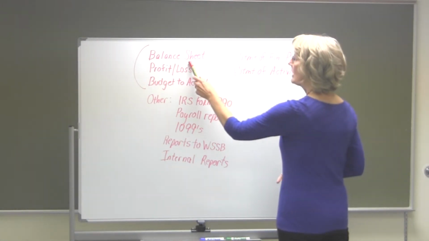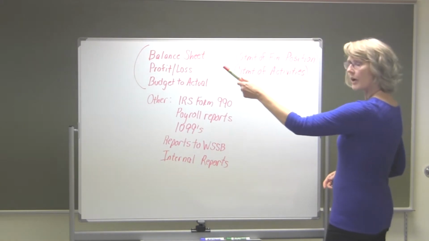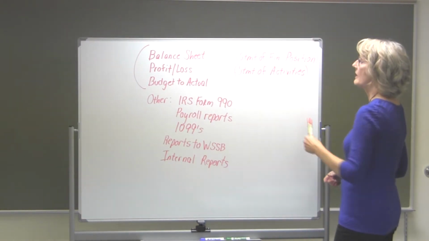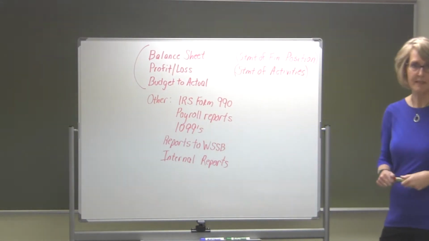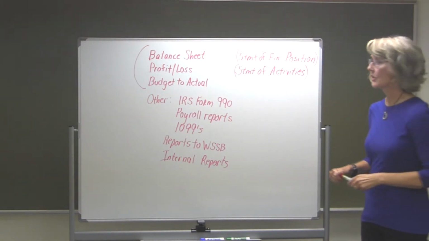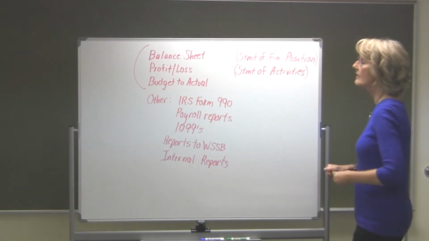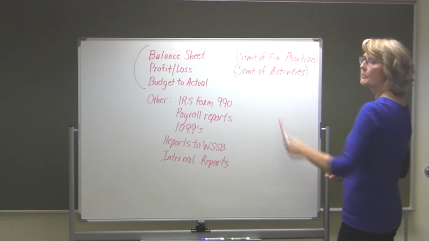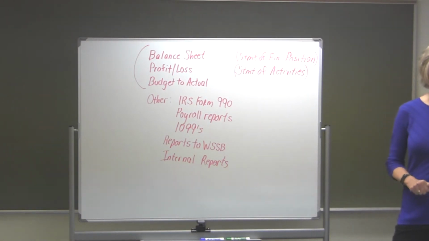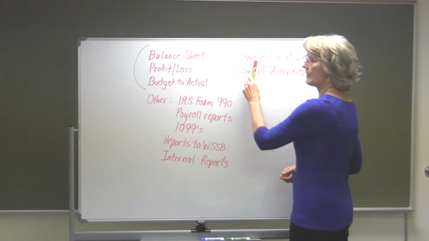The balance sheet is a frequently used statement, a very important statement. For nonprofits, that statement is called a statement of financial position instead of balance sheet. For the purpose of this video, we're just going to call it a balance sheet. The profit and loss statement is what QuickBooks would call this statement. It's called a statement of activities for a nonprofit organization, or maybe an income statement. If you've been in a for-profit entity, you might be used to that title. It's the same kind of statement.